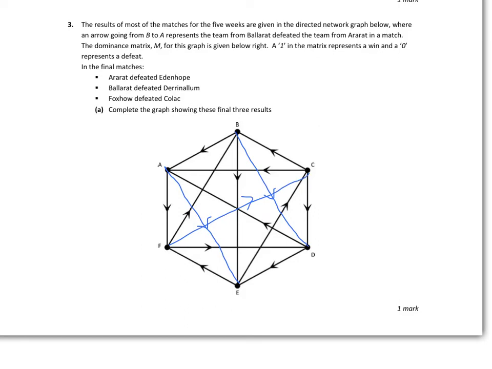We can now then fill in on the next page our adjacency matrix. And so if we flick across there, we're asked to fill in A to F. So from our graph we can see A to F, the arrow is going in that direction, so we would put in a 1 there. And C to C. Now there's no loops because in a tournament we can't play ourselves, so there's going to be a 0 at that C to C.